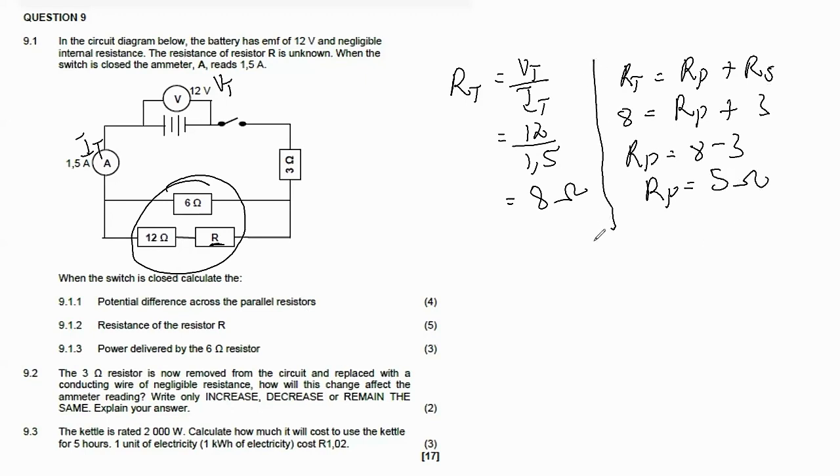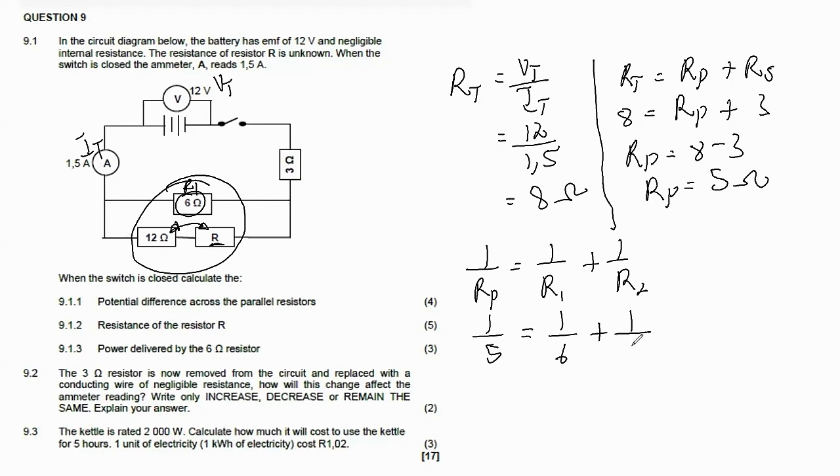Now, when we have the 5 ohms here, since all of these are in parallel, we say 1 over Rp is equal to 1 over R1 plus 1 over R2. We only want to have 2 resistors, because these ones here, since they're in series but in a parallel combination, we have to add them to form one resistor. So now the Rp is 5, so we have 1 over 5 equals 1 over 6. If we take this one as the R1, then the R2 would have to be a combination of this. So that's 1 over 12 plus R.